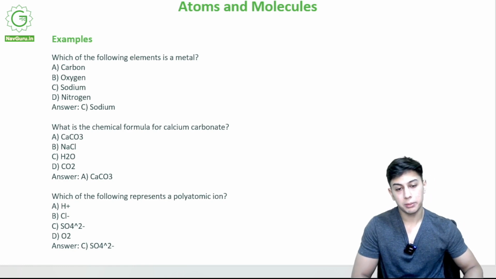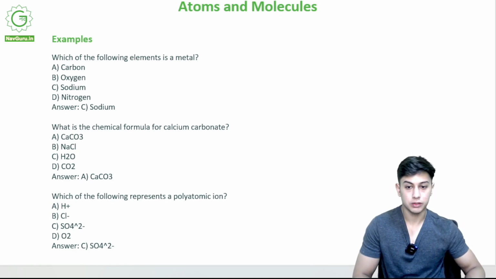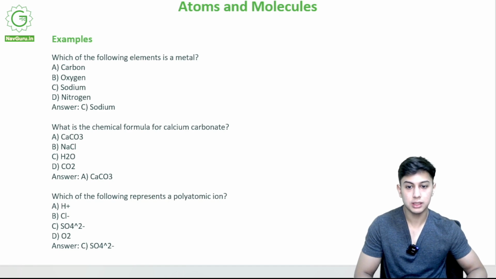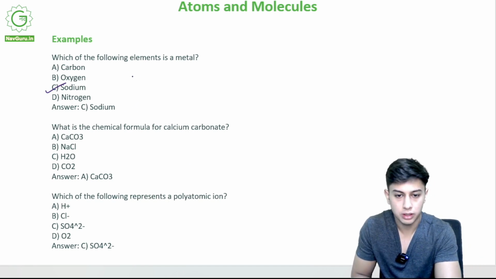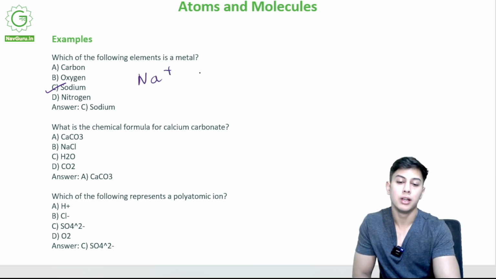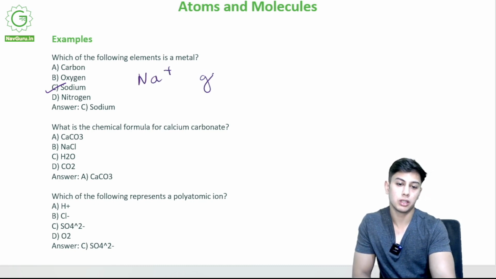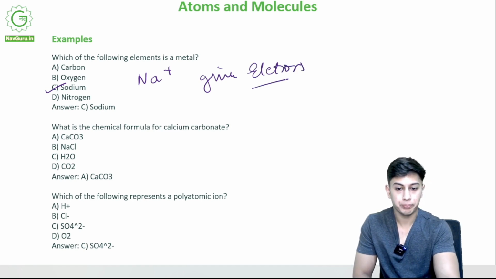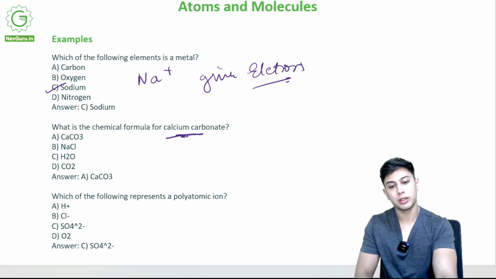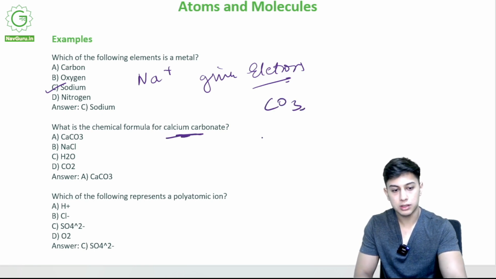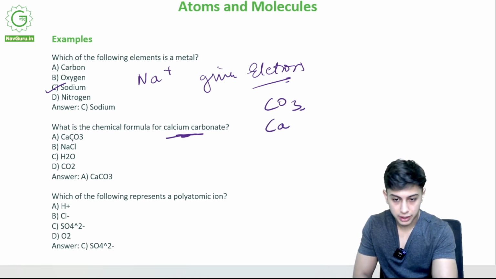Which of the following elements is a metal? Carbon, oxygen, nitrogen, sodium. I think by now everyone can tell. Why metal? Because it will give electrons. What is the chemical formula for calcium carbonate? Carbonate looks like this, CO3. Calcium looks like this. Where can I find them both?